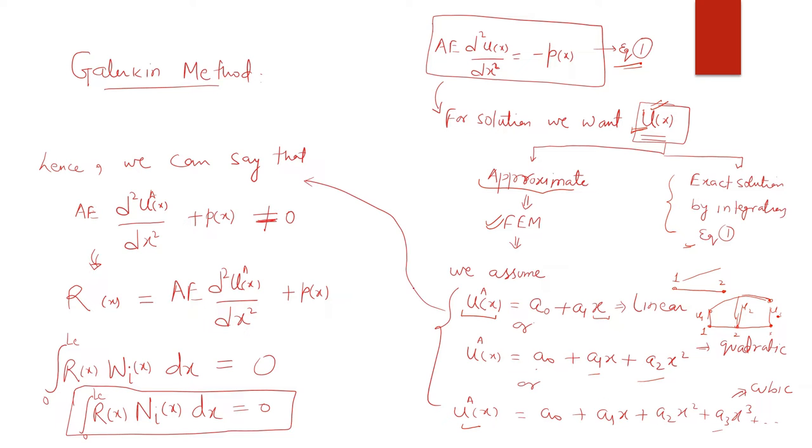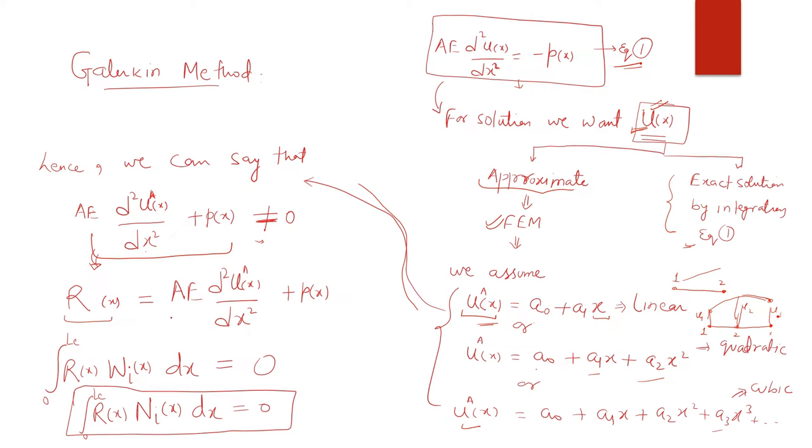So we can say that AE d2u exact upon dx square plus the loading function gives the exact solution. But here we have the assumed displacement function, u assumed of x, so AE d2u assumed upon dx square plus the loading function. When we use the exact u of x, we get the exact solution, but since we are assuming, we may have some error. Therefore, this function would not equal 0 exactly. So this is the error, which we call the residual R of x.